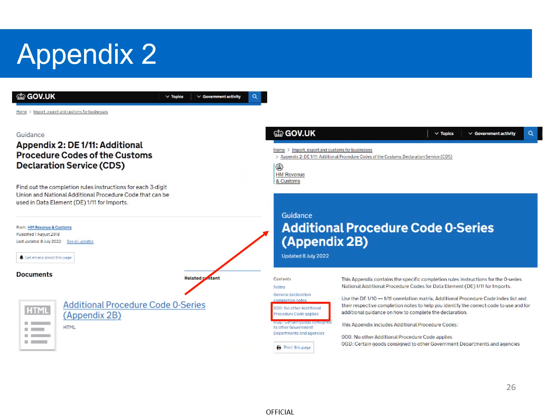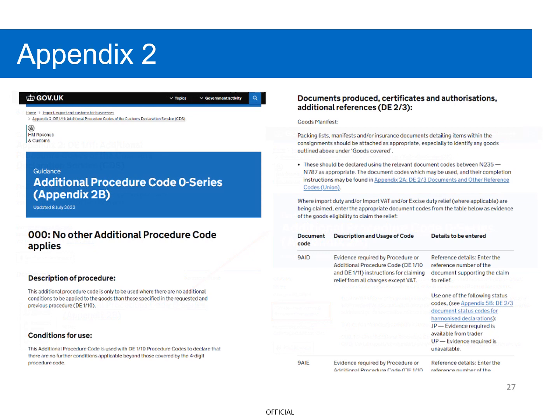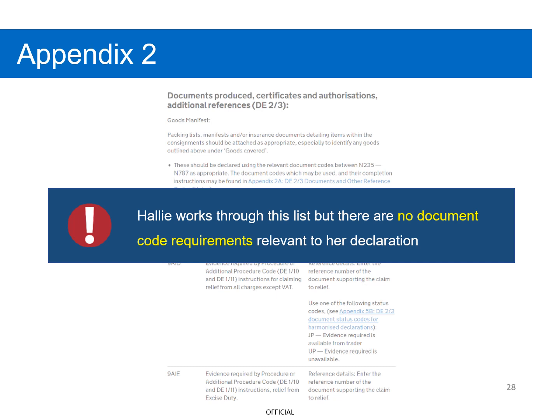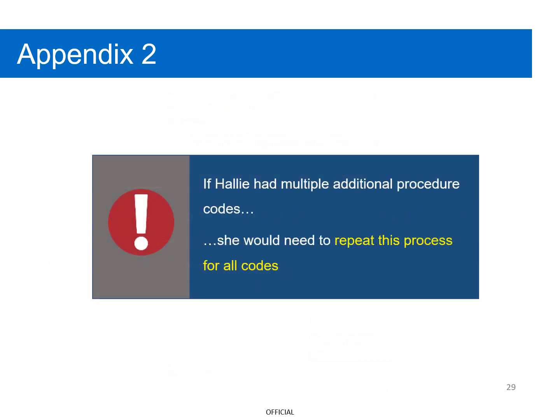Next, Hallie returns to her additional procedure code 000 in Appendix 2. She scrolls down to the Documents Produced, Certificates and Authorizations Additional References section. Hallie works through this list, but there are no document code requirements relevant to her declaration. If Hallie had multiple additional procedure codes, she would need to repeat this process for all codes.